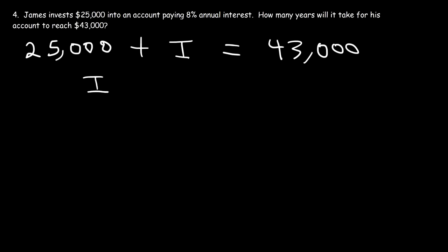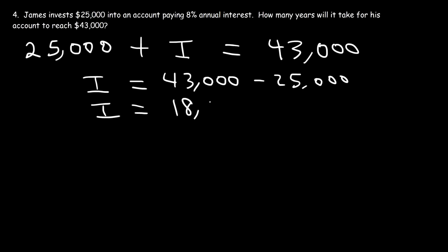So the interest that he receives during that time is the difference between $43,000 and $25,000. So if we subtract those two numbers, you should get $18,000. So that's how much money he's receiving in interest in this time period, and we've got to find out what that time period is. So our goal is to find T. How many years will it take for his account to reach that level?